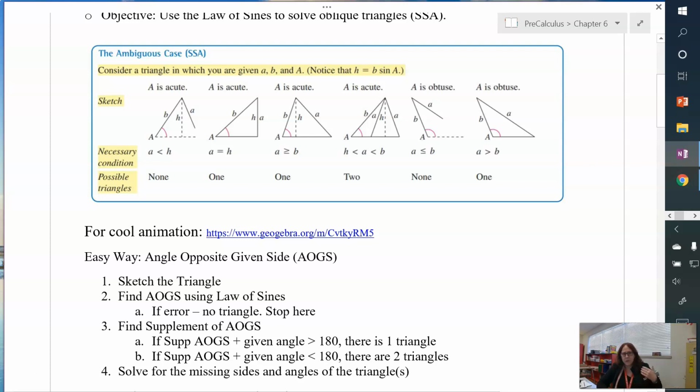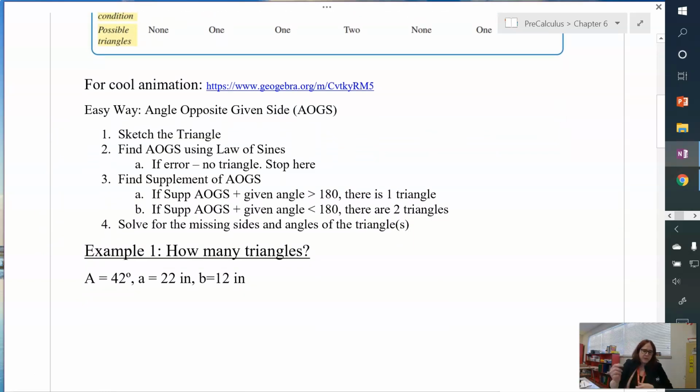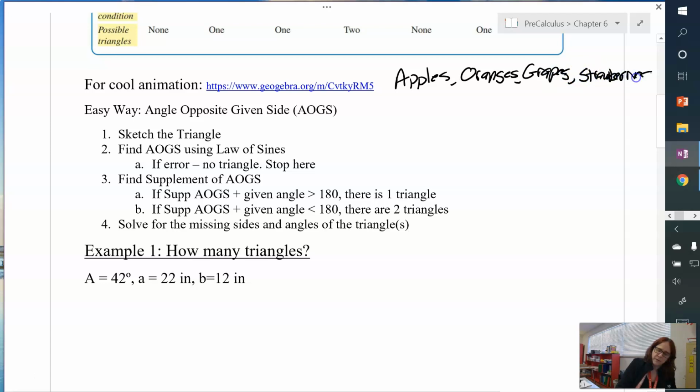And I'm not going to ask you to memorize all of those different cases because I have found what I think is an easy peasy way to do this. And it's called the fruit method. And what you do is you're going to look at the angle opposite the given side. And that's called fruit because you can remember it as apples, oranges, grapes, and strawberries. Angle opposite the given side.